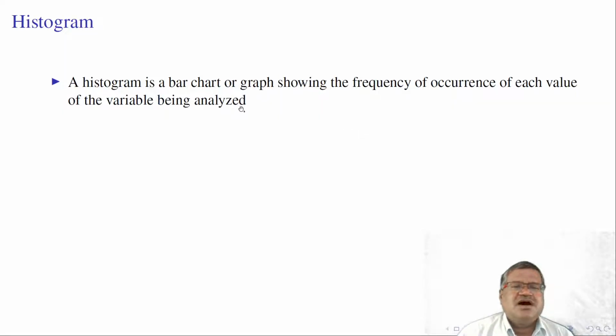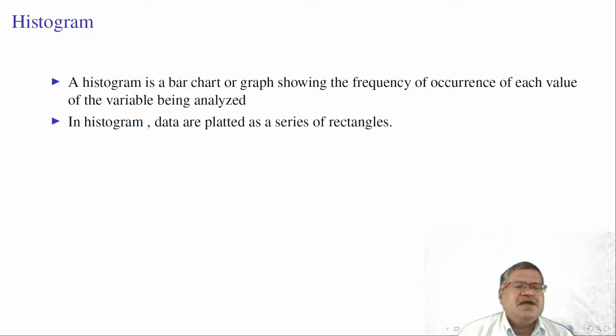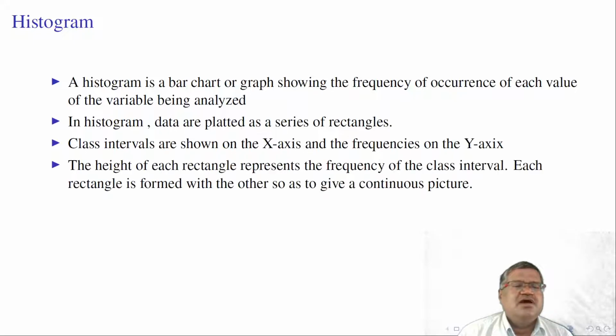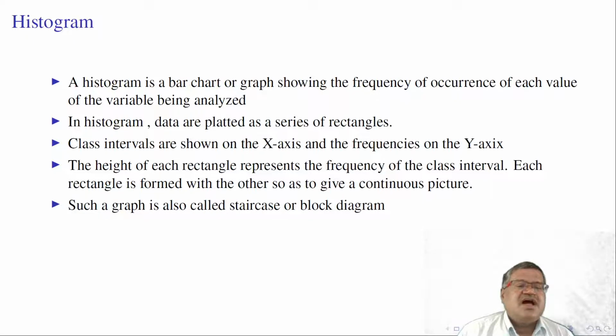A histogram is a bar chart or graph showing the frequency of occurrence of each value of the variable being analyzed. In a histogram, data are plotted as a series of rectangles. Class intervals are shown on the x-axis and the corresponding frequencies are shown on the y-axis. The height of each rectangle represents the frequency of the class interval. Each rectangle is joined with the other so as to give a continuous picture. Such a graph is also called a staircase graph or block diagram.